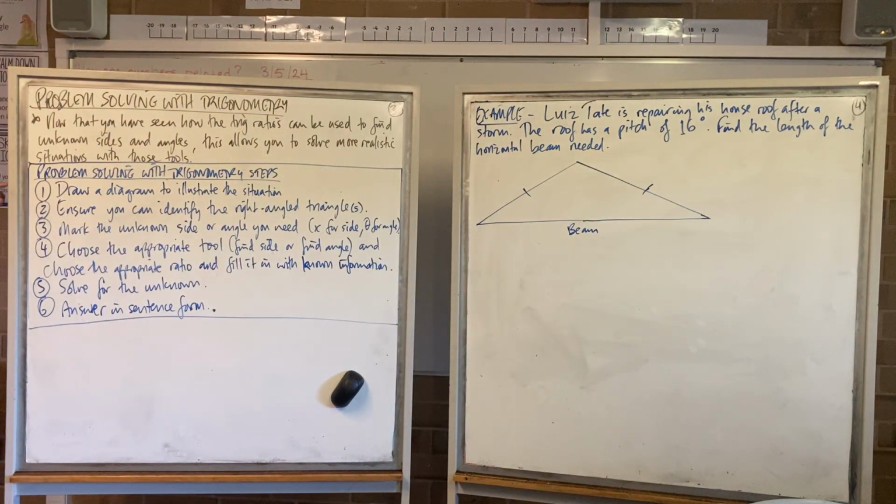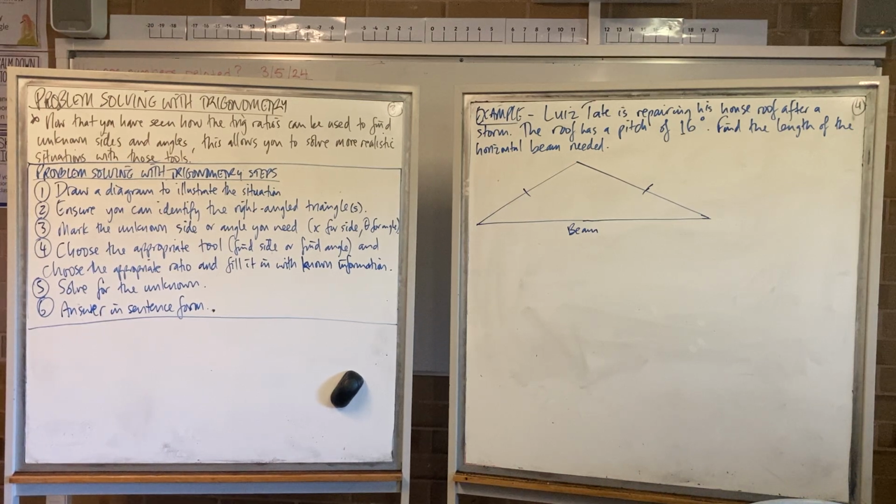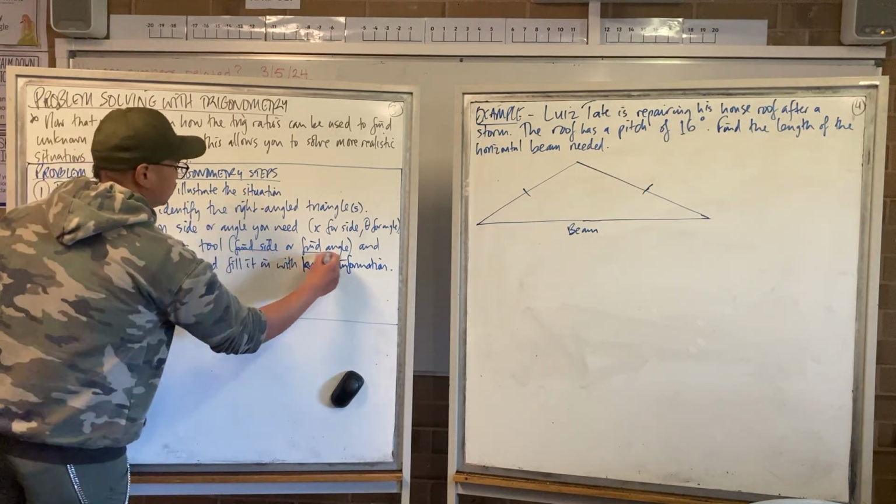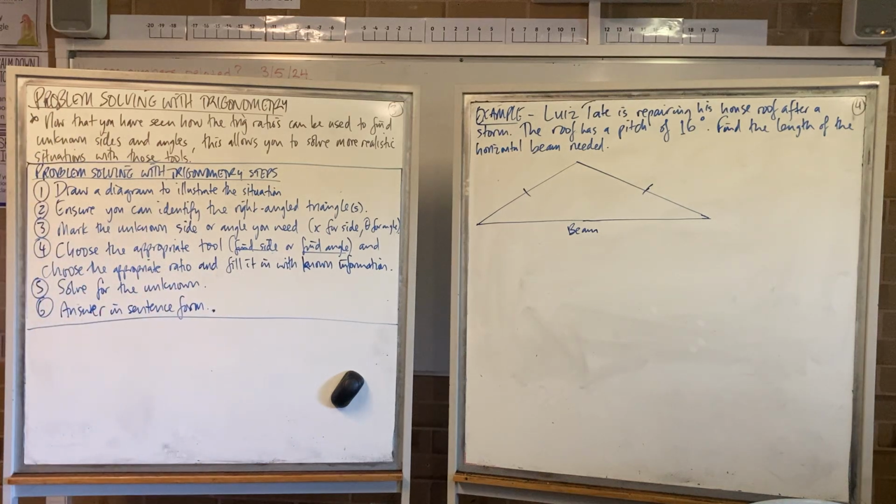So, what steps should you do? Please draw a diagram, unless it's already drawn for you, to illustrate the situation. Ensure you can see where the right angle triangles are. Mark the unknown side or angle you need, x for sides, theta for angles. Choose the appropriate tool to find side or find angle, which I've shown you, and choose the appropriate ratio, fill it in with the known information, solve for the unknown, answer in sentence form.